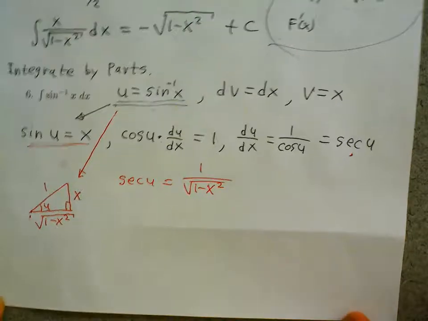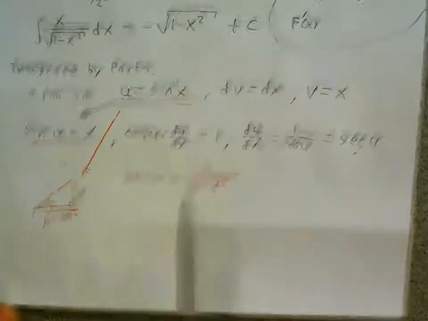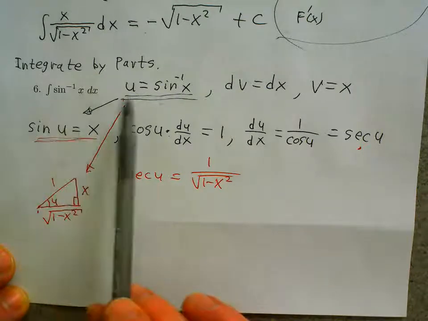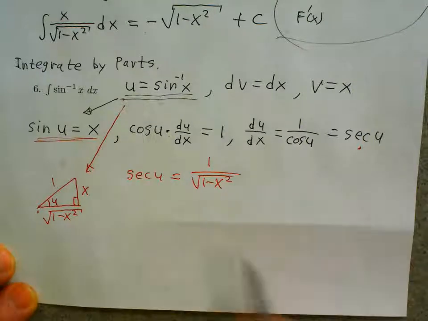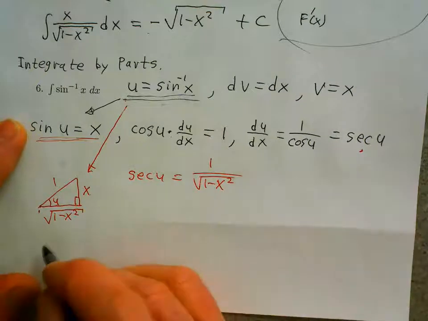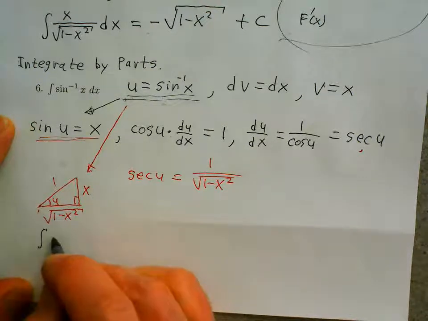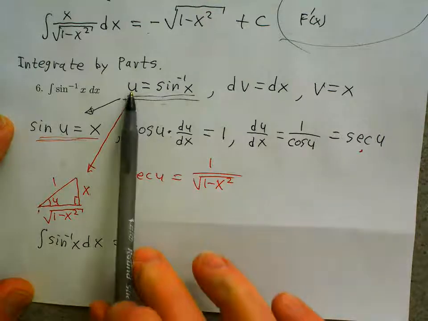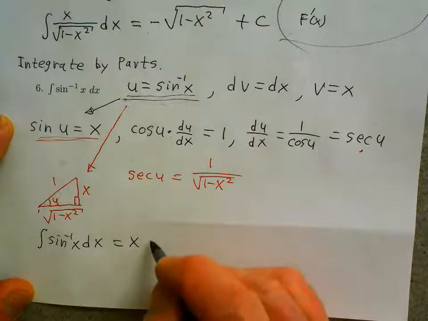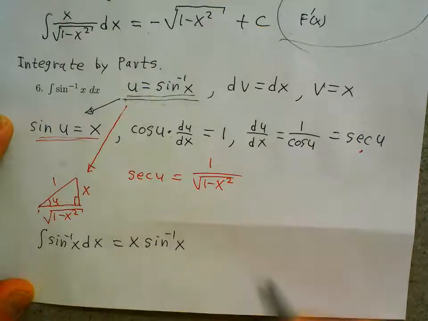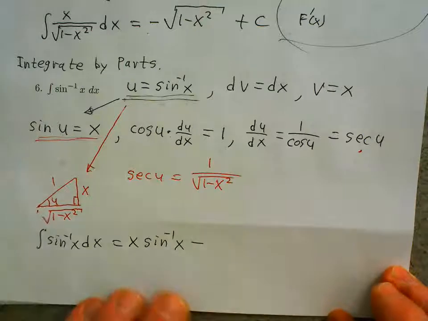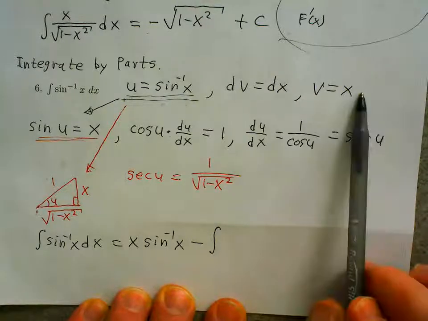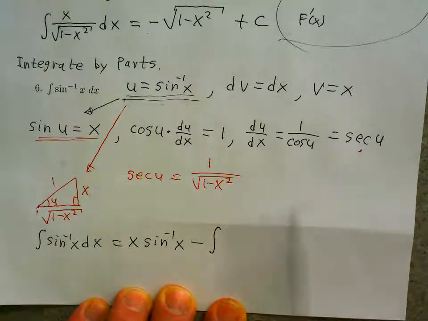So let's go back to the rest of this integration by parts. So I'll write down the original integral of inverse sine of x dx. U times v, I'll write it as x times inverse sine of x, and then minus the integral of v du.